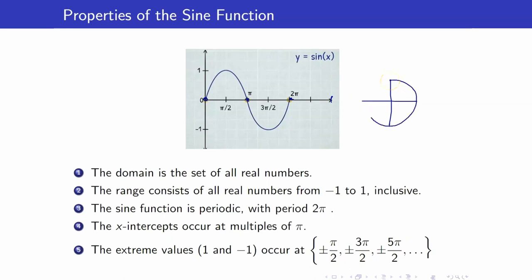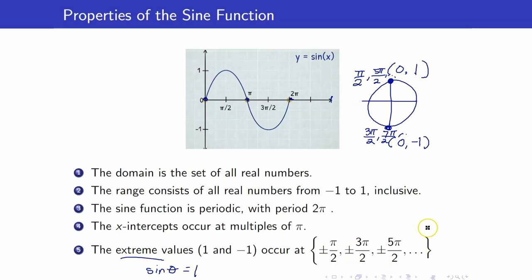Again, if you look at your unit circle, when I say extreme value at 1, where will sine of theta be equal to 1? Here. The y-coordinate here is equal to 1 because this is the point 0, 1. And these are pi over 2 and its coterminal angles. And sine of theta will be negative 1 at this point, 0, negative 1. And this is the angle 3 pi over 2 and its coterminal angles. So that would be 7 pi over 2 and so on. This is 5 pi over 2 and so on. So that's why you have this.